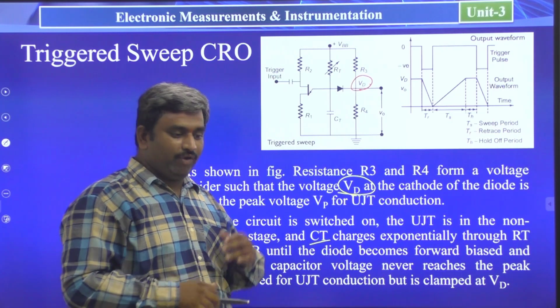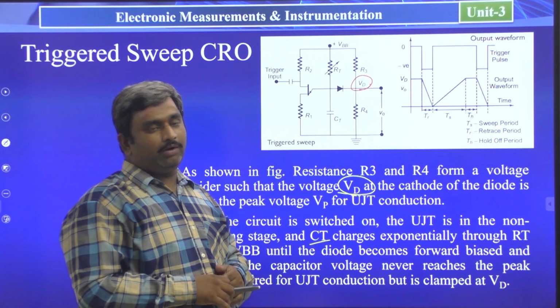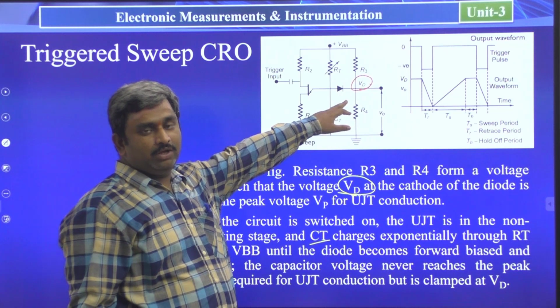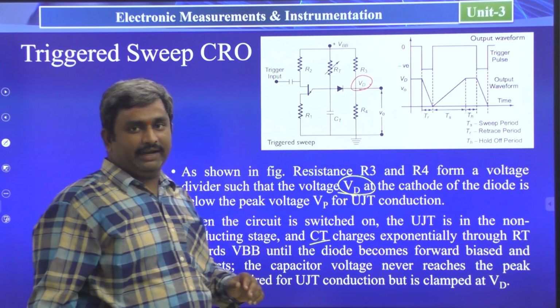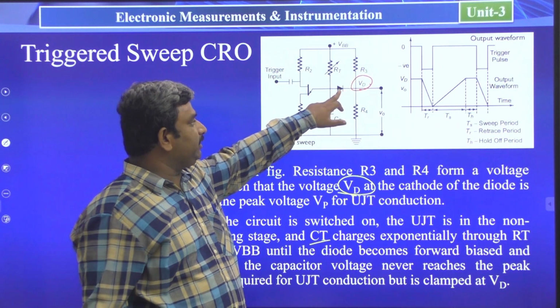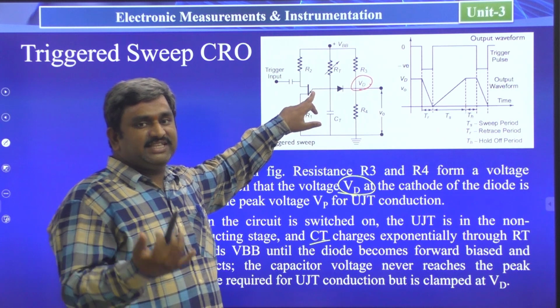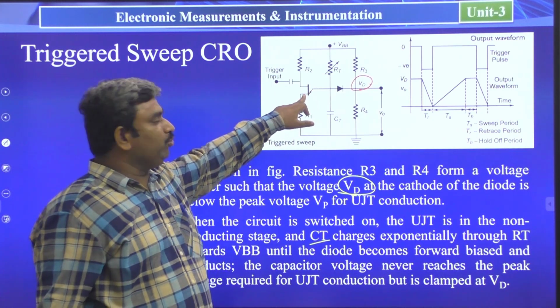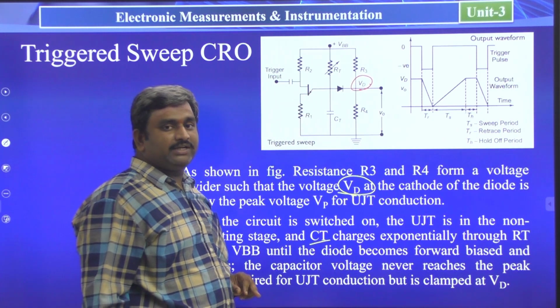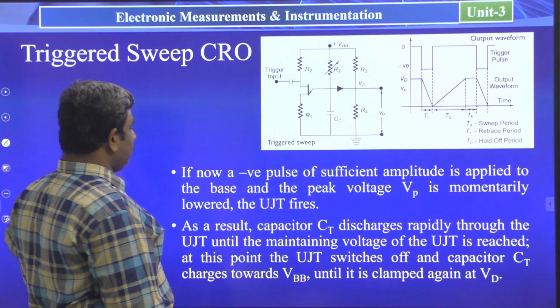It will not conduct. Why? Because the peak voltage is stopped below VD, the diode voltage for conduction. So other than that, it cannot conduct. Whenever sufficient diode voltage is given, then for the conduction of the UJT, you have to give a separate supply. Then only the UJT is going to be conducted. For that supply, we are giving the triggering pulse.